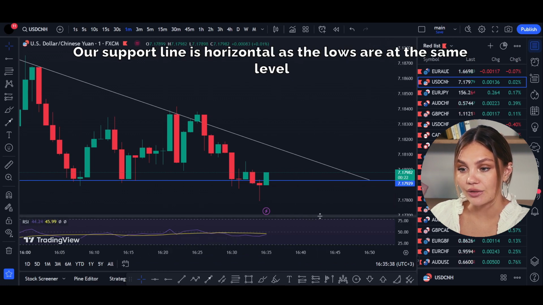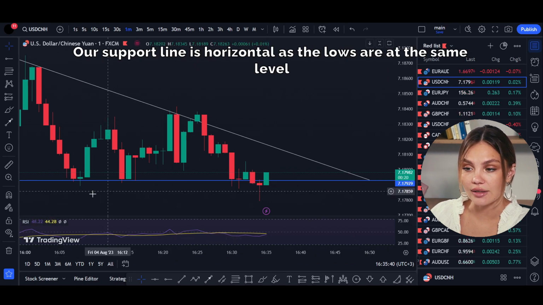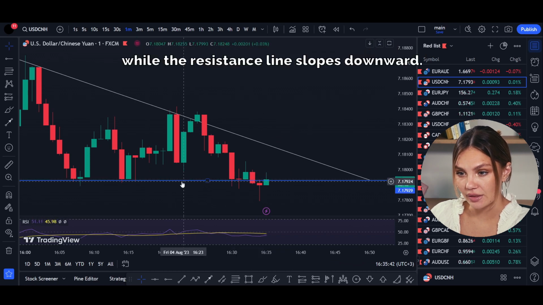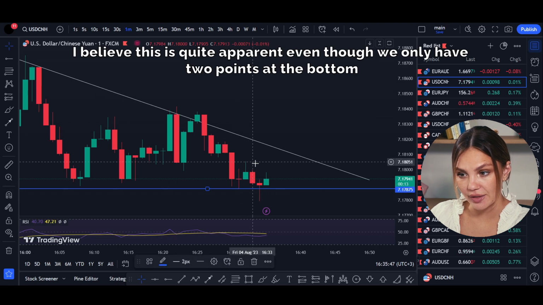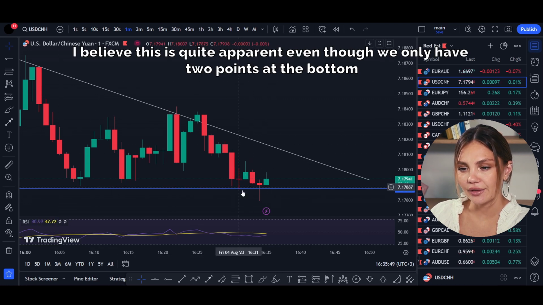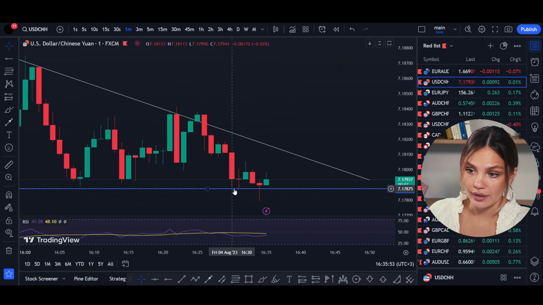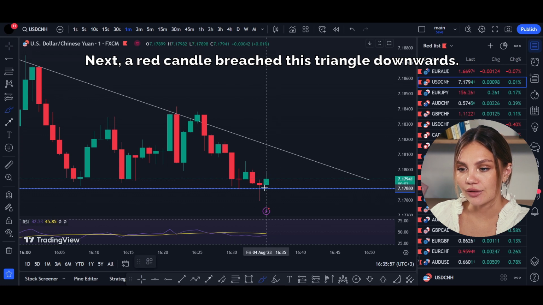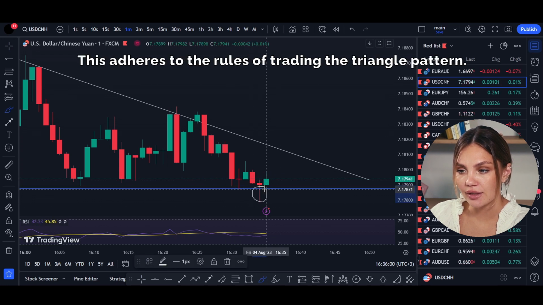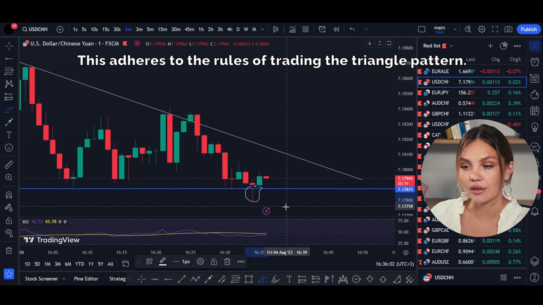Our support line is horizontal, as the lows are at the same level, while the resistance line slopes downward. Together, they constitute a triangle. I believe this is quite apparent, even though we only have 2 points at the bottom and the top. In principle, this is sufficient for constructing a triangle. Next, a red candle breached this triangle downwards. This adheres to the rules of trading the triangle pattern.